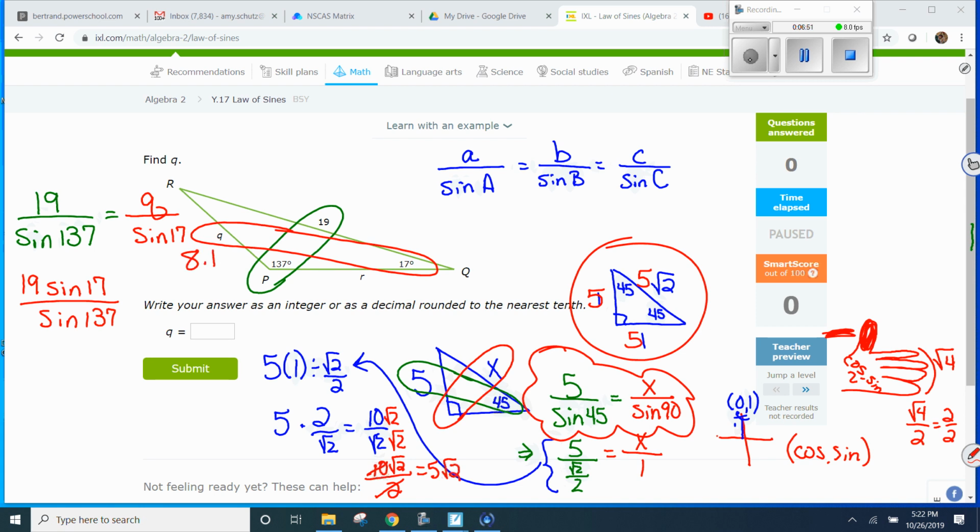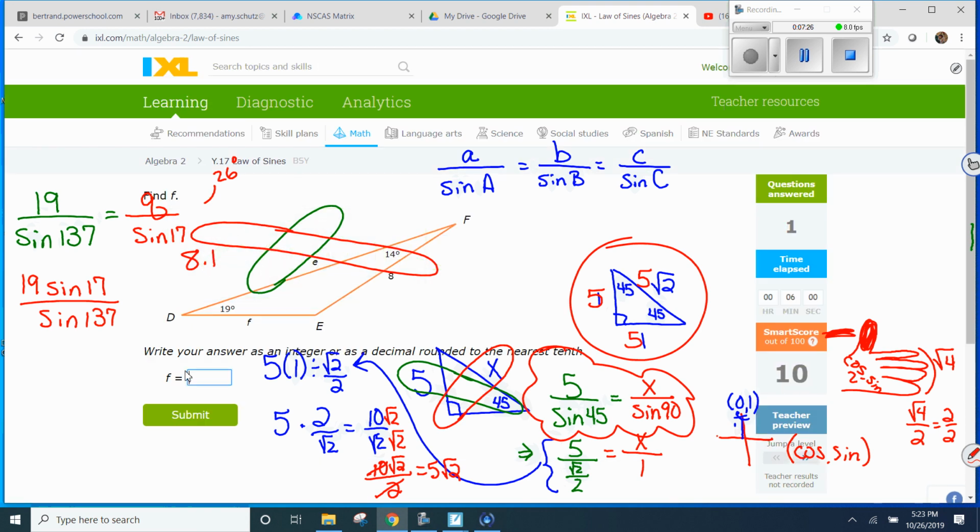Now, if you look at it, it's got to be smaller than 19, because if you look at 137 and you look at 17 degrees, 17 is a lot smaller than 137. Also, if you look at it, R would have a value of 26 degrees. So Q has to be the smallest side length in that particular triangle. And it is when we calculate it. Now, hopefully, we'll get this, 8.1. And there you have it.